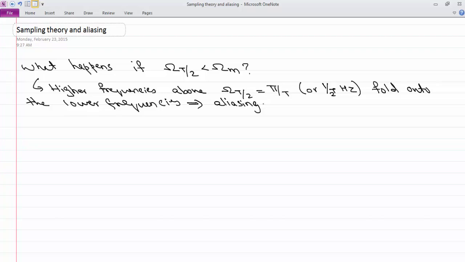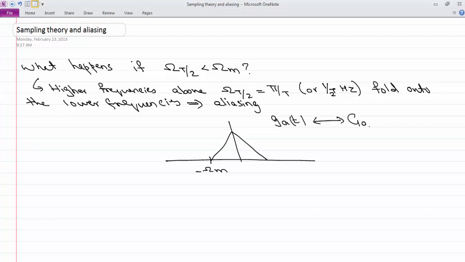And how do you understand that aliasing operation? We'll again take an example, and let's still work with a perfectly band limited signal. Let's say this is a band limited signal, Ga of t, whose Fourier transform is Ga of j omega. I'm plotting the Fourier transform Ga of j omega. It's band limited to omega m radians per second, but omega t by 2 is less than omega m.